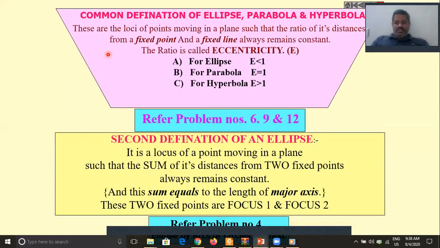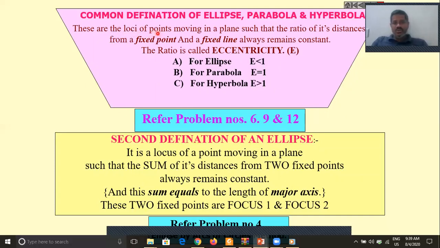Before going to that, these curves follow some basic rule. That basic rule is the locus of points moving in a plane. The locus of points means we will get all the points when we connect all those points. So that is called locus. When we join the different points, we will get a curve, a path, a shape. That shape is called locus. Locus of the points means when we connect the different points, we will get some curve.